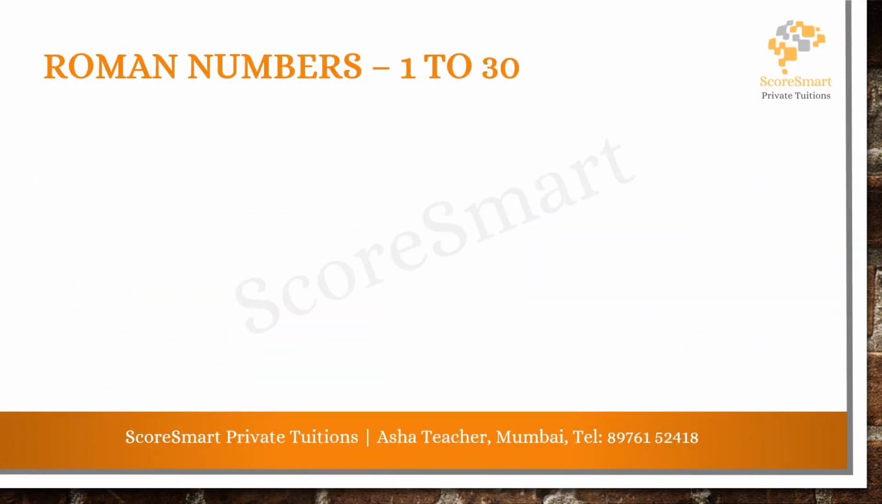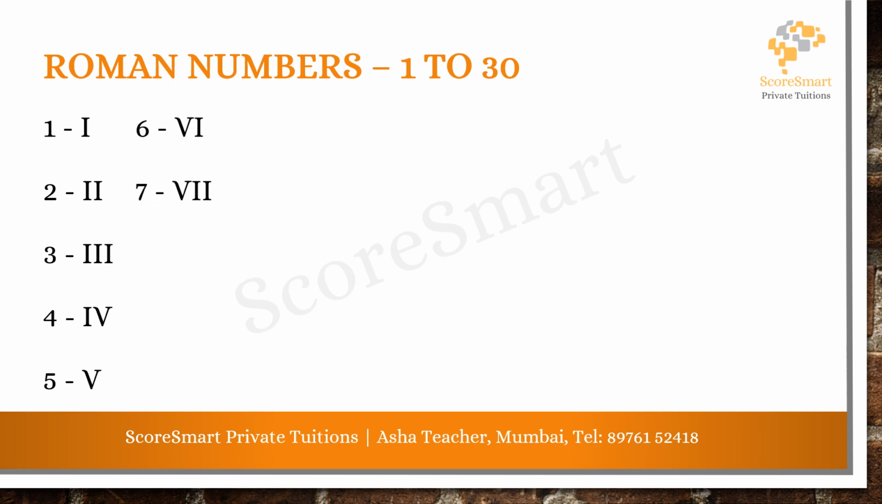Let us see the Roman numerals from 1 to 30. 1 is I, 2 is II, 3 is III. 4, we can't repeat I 4 times. So it is 5 minus 1, which is 4. So it is IV. For 5, we have a symbol V. 6 is 5 plus 1, VI. 7 is VII. 8, VIII. 9 is 10 minus 1. So it is IX. For 10, we have a symbol X.